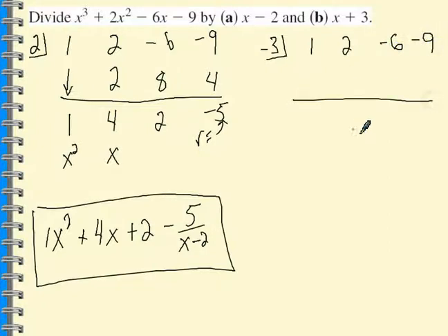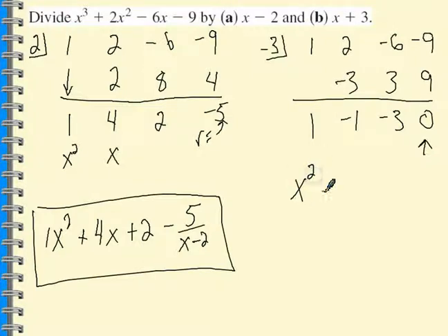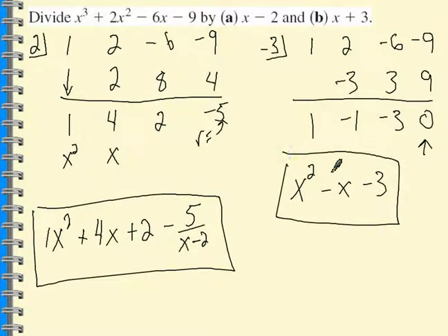And we go through the synthetic division. So we drop down the 1, get a negative 3, negative 1, get a positive 3, negative 3, get a positive 9, get a 0. Oh, wait, what does that mean? We have a remainder of 0. That means that x plus 3 is a factor of this polynomial. Okay, our remainder is 0. That goes into it evenly. So we're left with x squared minus x minus 3 and a remainder of 0.